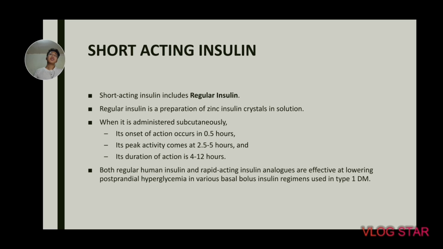Next, we have your short-acting insulin, which includes only your regular insulin. This insulin preparation contains zinc insulin crystals in solution. When administered subcutaneously, the onset of action occurs in half an hour. Its peak activity comes at 2.5 to 5 hours, and its duration of action is 4 to 12 hours. Both regular human insulin and rapid-acting insulin analogs are effective at lowering postprandial hyperglycemia, and various basal-bolus regimens are used in type 1 diabetes.